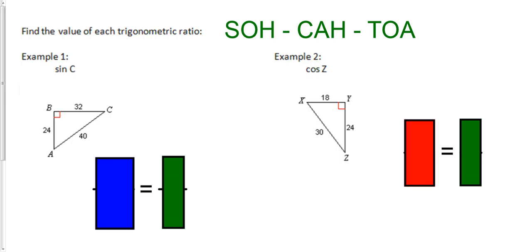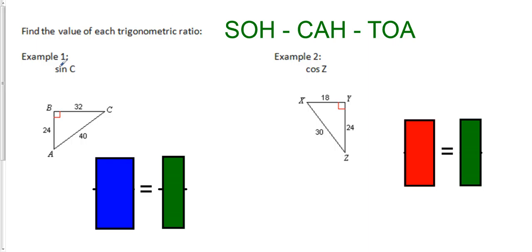So let's try this out with a couple of examples. Remember, SOH CAH TOA. The sine is the opposite over hypotenuse, the cosine is the adjacent over hypotenuse, and the tangent is opposite over adjacent. If you can remember SOH CAH TOA, this will help you remember which one is which.